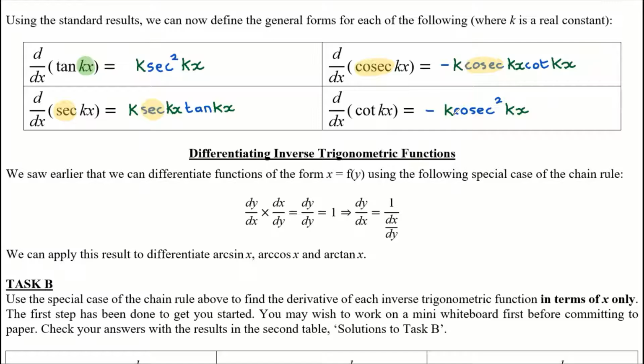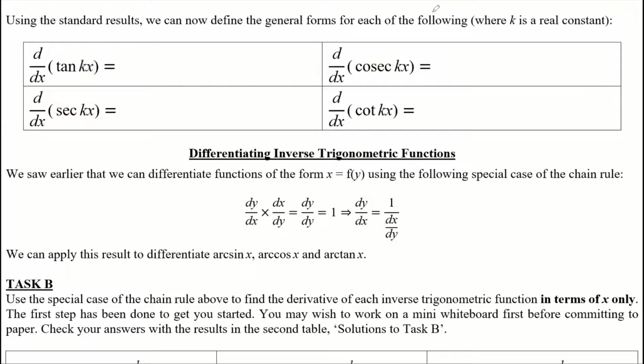So now we're going to move on to differentiating inverse trig functions. And we're going to use this result that came up earlier in the chapter, whereby we can represent the derivative dy by dx as 1 over the derivative of dx by dy. All right, so we're going to use that idea, and I'm going to let you have a go first. So task B, we're going to use the special case of the chain rule, which we've just talked about, and you're going to find the derivatives of each of the following inverse trig functions.